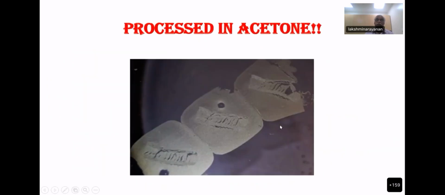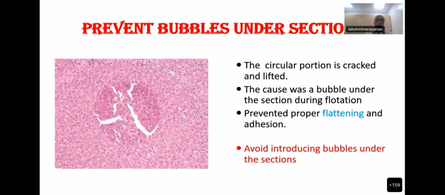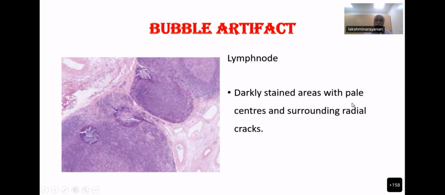Then this is the one which is processed in acetone. See, you'll get nice sections, but see the picture of the sections: so many cracks in the tissue. If you are using acetone processing, the time is very critical, and the dehydration time should be minimum. There is no need for more changes in the case of acetone. When there are bubbles under the section, in the case of IHC, these bubbles will create some extra or unwanted brown colors. And here, darkly stained areas with pale centers surrounding radial cracks are seen. This is because of the bubbles.